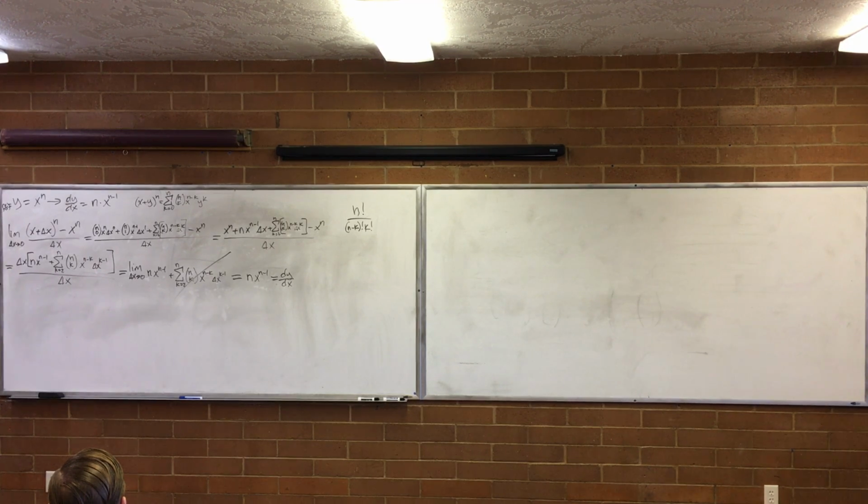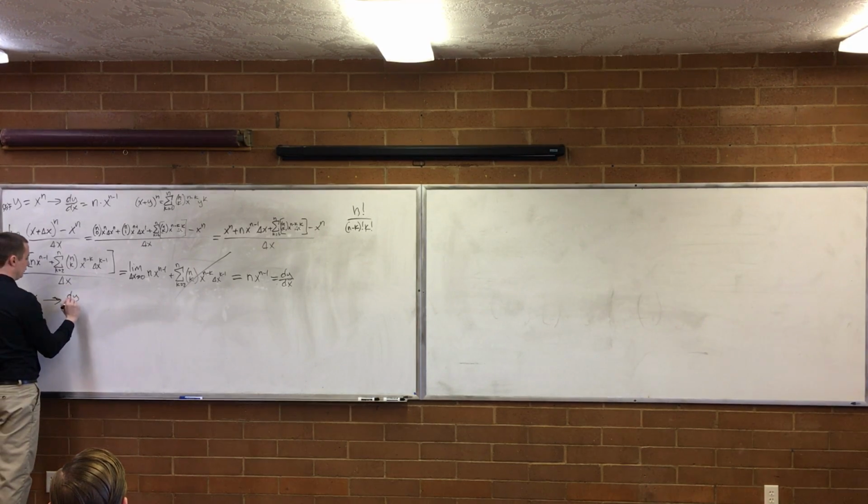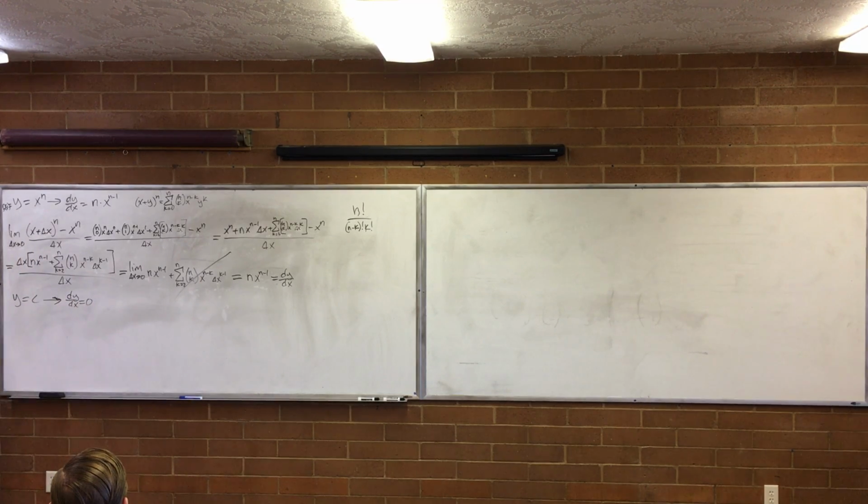What's the next proof they do? Derivative of a constant is equal to 0. So, if y is equal to a constant, then the derivative of y with respect to x is equal to 0. Understand what we're proving? y is just a number, like 7. It's constant. If y is equal to 7, what's the derivative of 7?